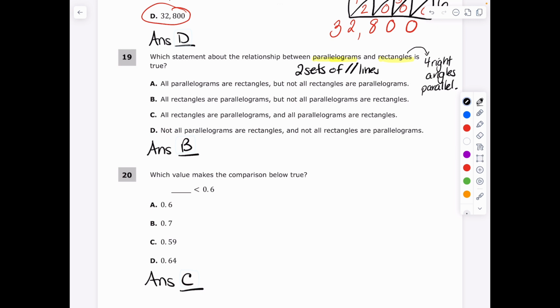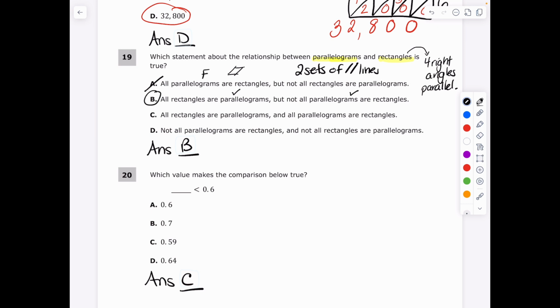All right, so I'm going to read each of these and then try to say true or false. All parallelograms are rectangles. Well, I know that is not true. That's false, because I can think of parallelograms that look like this, and that's not a rectangle because it doesn't have right angles. All rectangles are parallelograms, so that's true because they have 2 sets of parallel lines. But not all parallelograms are rectangles. That is also true. So B is correct.